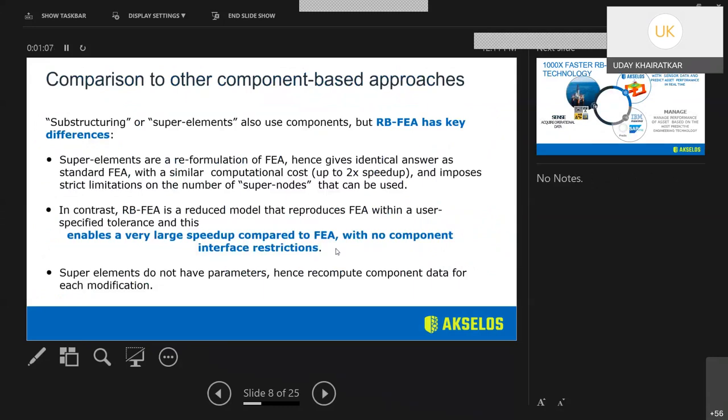In comparison with other approaches, substructuring or super elements are also used, but RBFEA has key differences. Super elements are a reformulation of FEA, hence give identical answers as standard FEA with a similar computational cost, and impose strict limitations on the number of super nodes that can be used. In contrast, RBFEA is a reduced model that reproduces FEA within the user specified tolerance, and this enables a very large speed up compared to FEA with no component or interface restrictions. Super elements do not have parameters, hence they recompute component data for each modification.